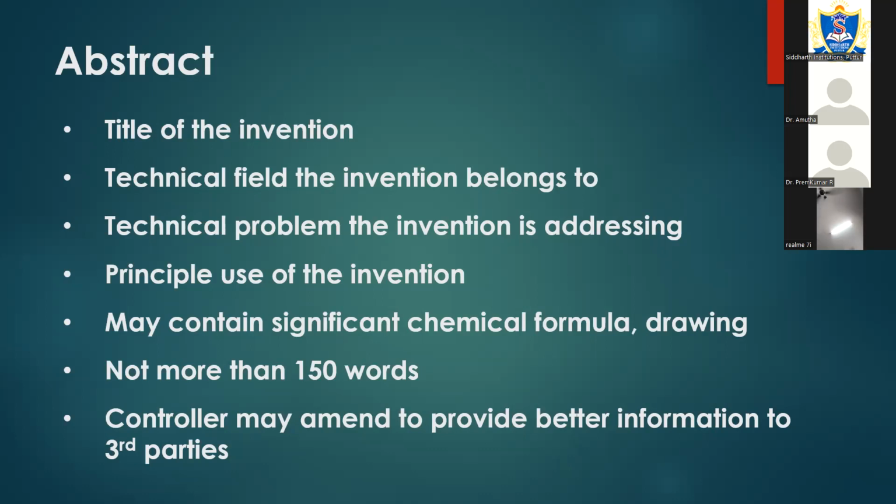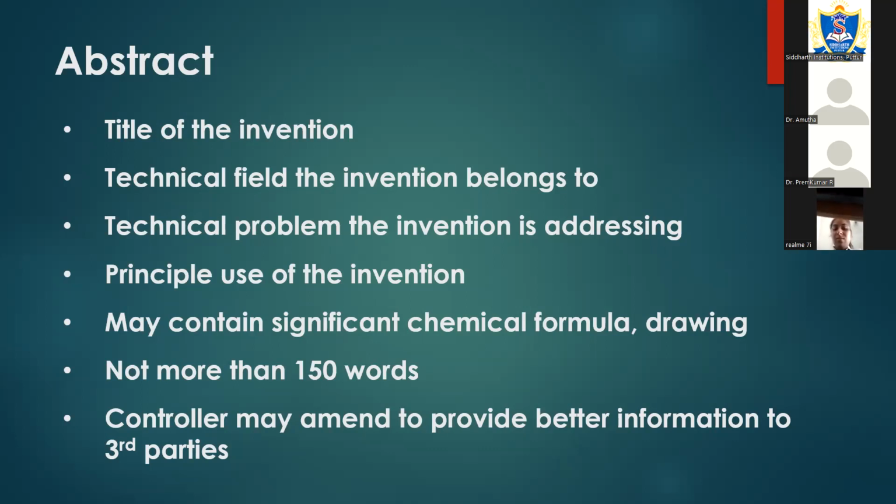Any one important drawing can be included. It is not necessary, but if it is included, it is well and good. And it should not contain more than 150 words. This abstract is given by the applicant at the first stage, and if there is any modification, the controller will ask in the FER to modify the abstract.